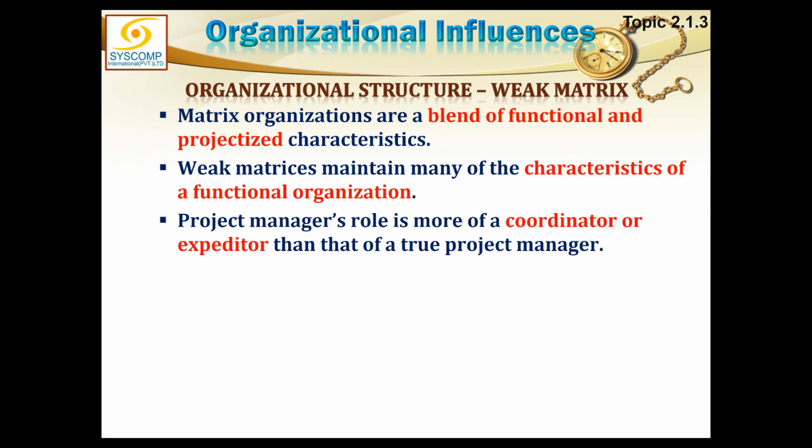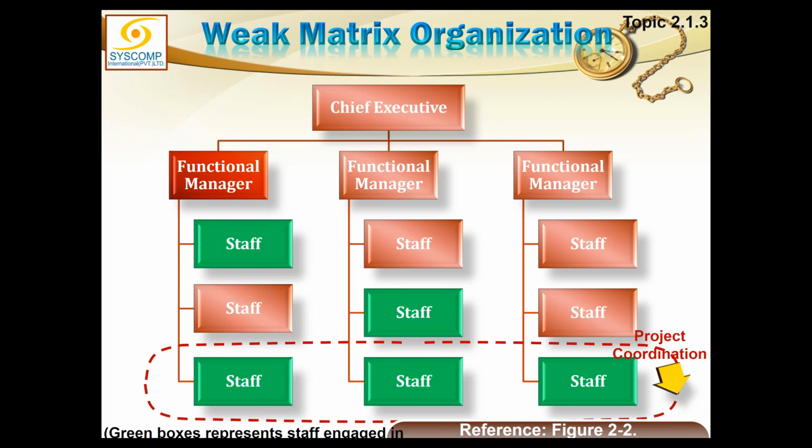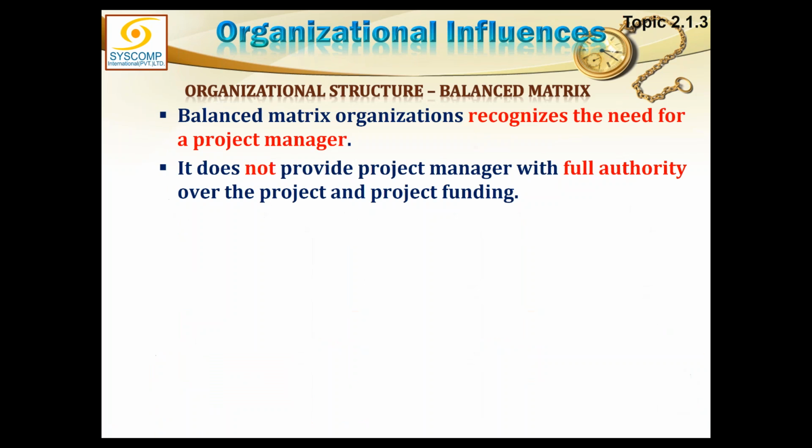The diagram of a weak matrix is exactly like the functional organization, with the exception that the project coordinator is not now running after the functional managers. He is running after the resources, because he knows which are the resources he would be allocated or he would be needing. So he would be coordinating with these staff members to come and join his project and work for him, and naturally he would still be facing the same problem. But as I said, it is slightly better than the functional organization setup, because if at all anything can be done in this format, it may be done. It may be done. But there is no surety that the project will succeed in this setup.